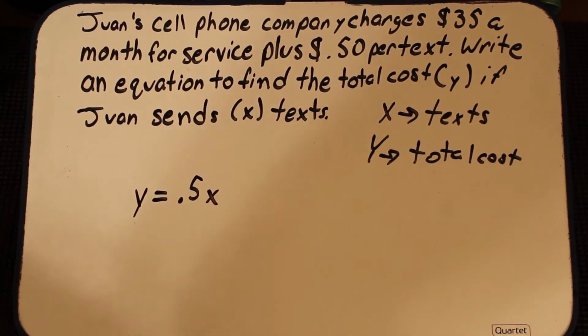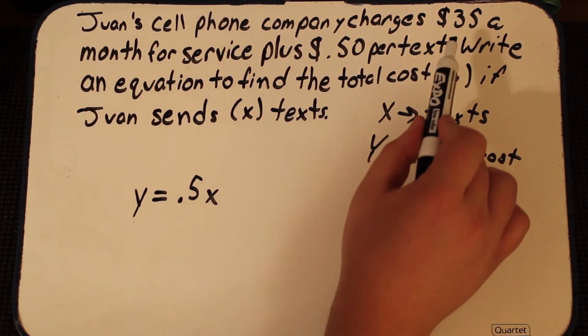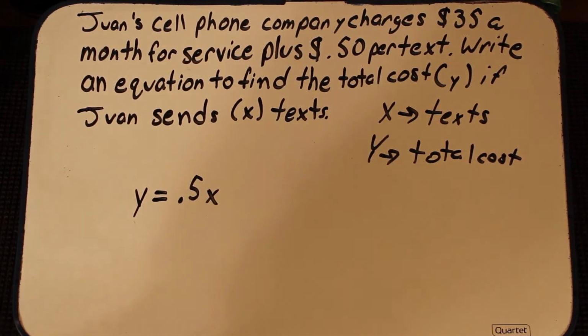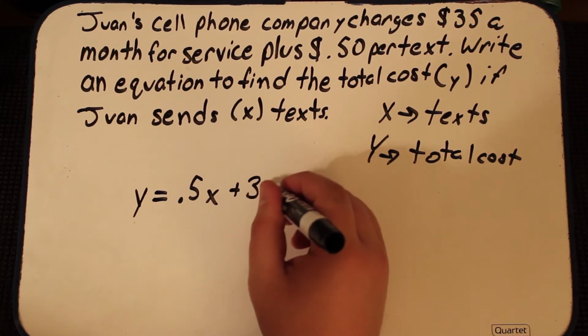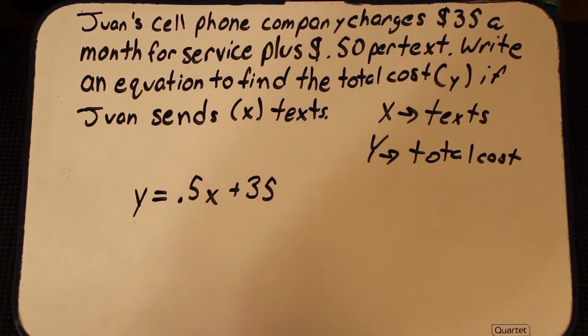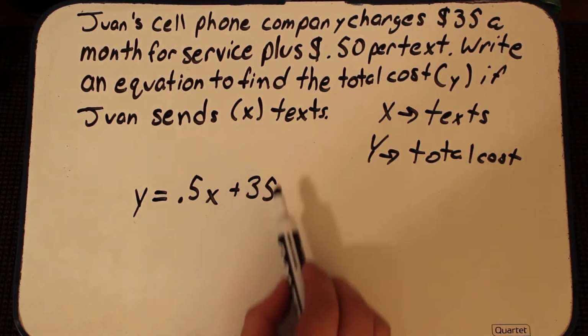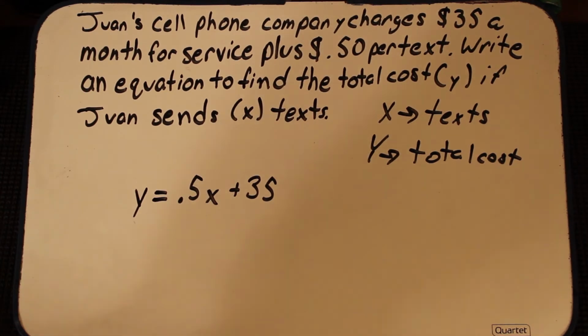Now I need to ask myself, is there any kind of initial cost? Is there any cost that's going to be there no matter what? Well, there is. The company charges $35 a month for service. So there's always going to be that constant 35 on the back, because we're only looking at 1 month here. We're only looking for 1 month. So we would only have to include that 35 one time.